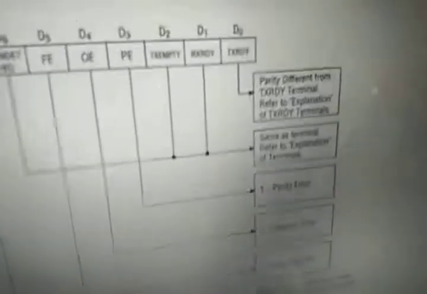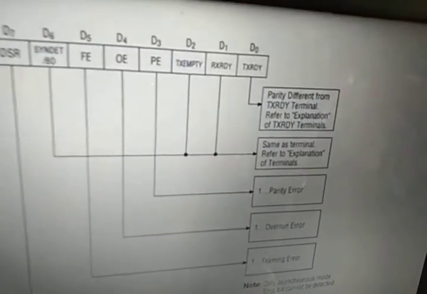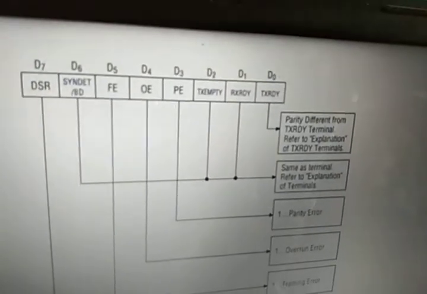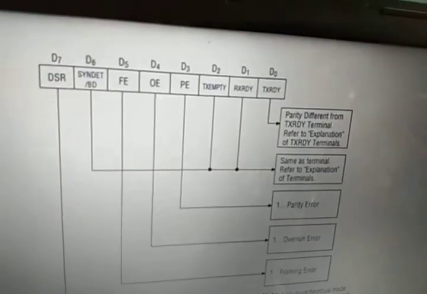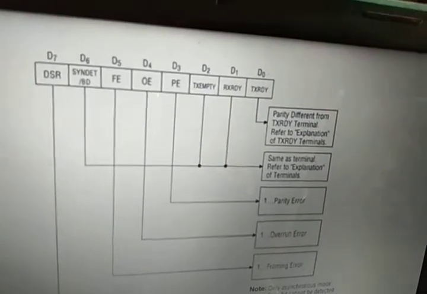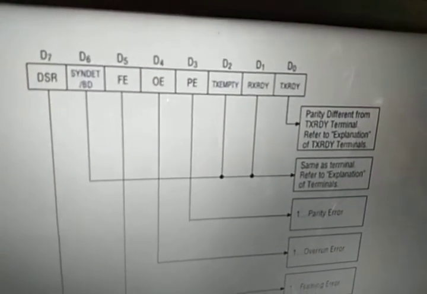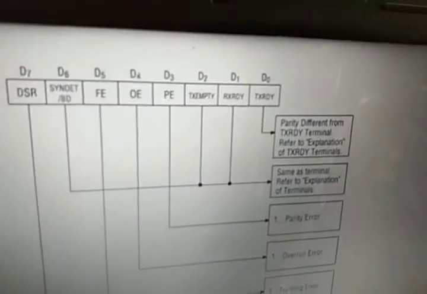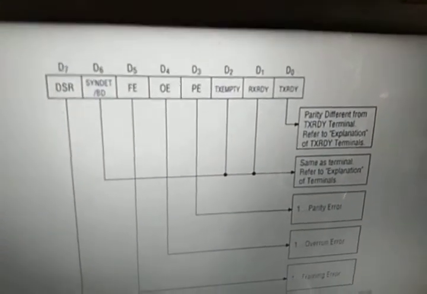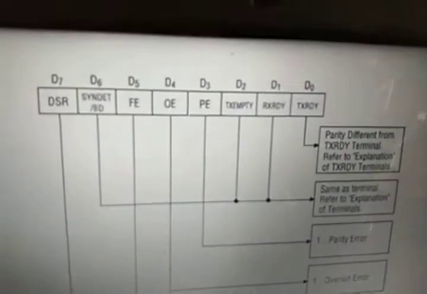And this is the bit configuration for the status word. After transmitting or receiving, the status of 8251 is going to be known from the status word. The status bits are these: data set ready, synchronous or break detect, and if something goes wrong, the error is going to be indicated by 3 error bits. There may be a framing error, an overrun error, or a parity error. And if there is no data, it will have a TxEmpty signal. The next ones are the receive ready and transmit ready signals.